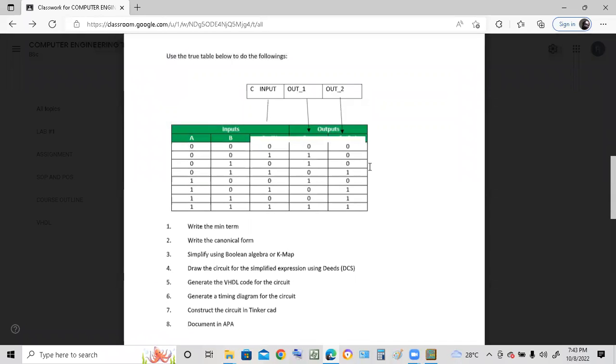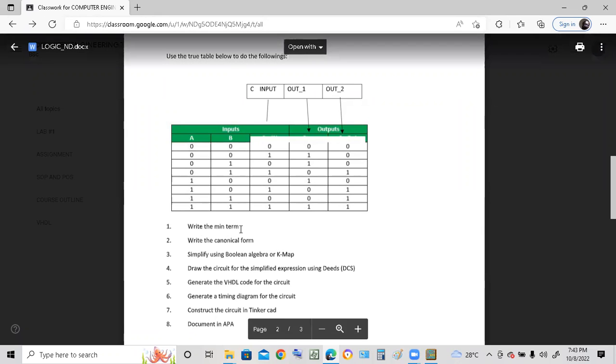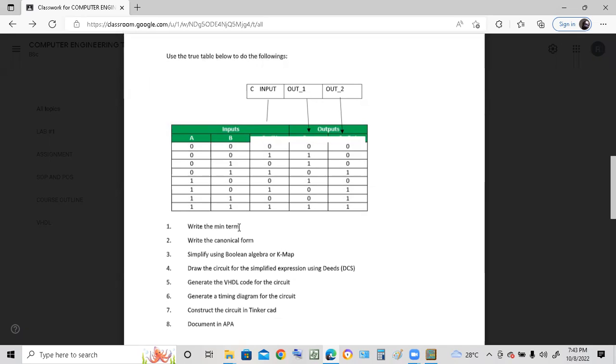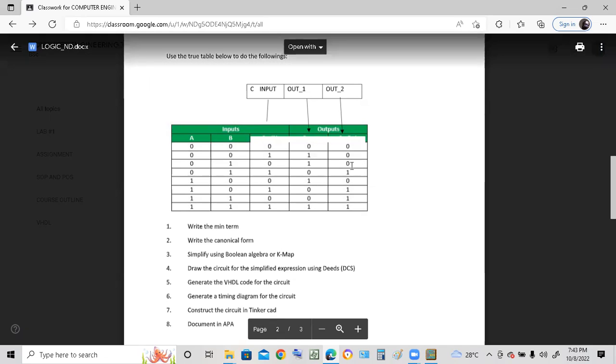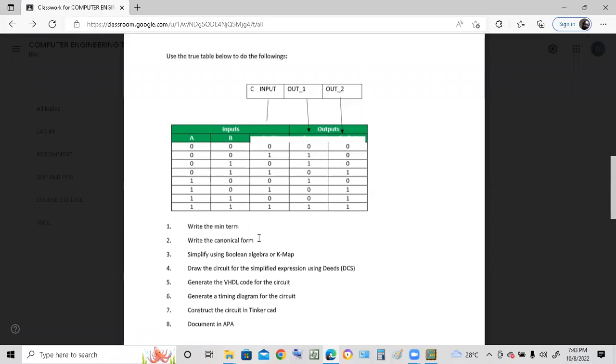Can you write the minterms? How many minterms are supposed to be here, sir? 1, 2, 3, 4. Four for output 1 and 4 for output 2. All right, yes. And suppose I said to you now, no, sir, you must do the minterms for output 1 and then the minterms for output 2. Yes. All right. For the canonical. Right. So you're gonna minimize.